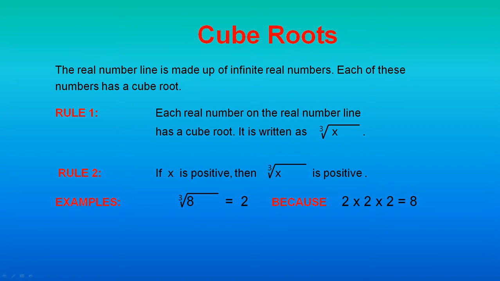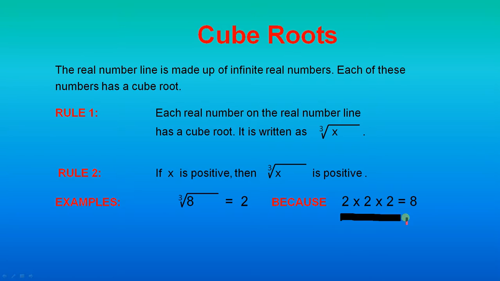Cube roots. The real number line is made up of infinite real numbers. Each of these numbers has a cube root. So rule 1, each real number on the real number line has a cube root. It is written as the cube root of x. Rule 2, if x is positive, then the cube root of x is positive. And the example, the cube root of 8 is 2.